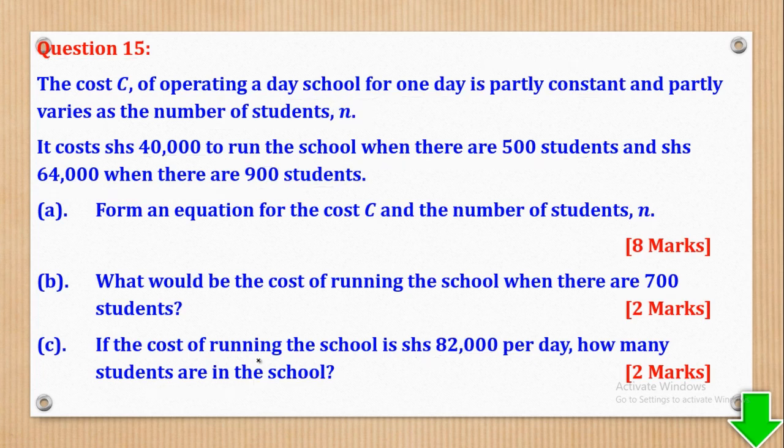Okay, so we shall start with part A. Remember they told us C is partly constant and partly varies as the number of students n. So what does that mean?